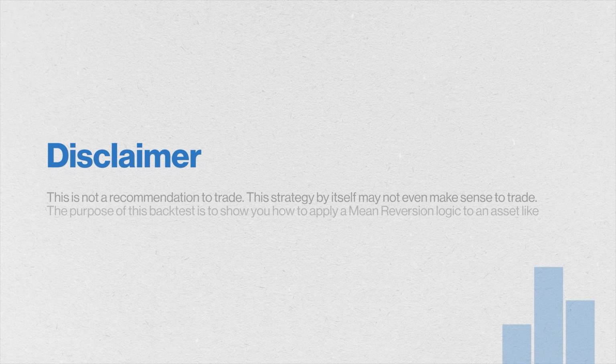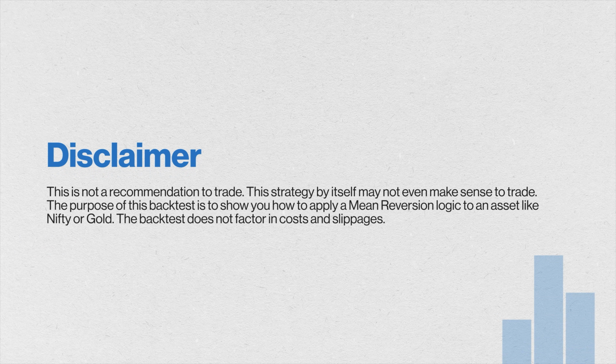Before I present the strategy performance statistics, some disclaimers. 1. This is not a recommendation to trade. This strategy by itself may not even make sense to trade. The purpose of this backtest is to show you how to apply a mean reversion logic to an asset like Nifty or gold. The backtest does not factor in costs and slippages. Few more things. This is a strategy that would take very few trades, approximately 6 trades a year, and each trade may run into months. So in reality, you would have to roll over multiple times if you are trading futures or options, and that too would add to the costs.